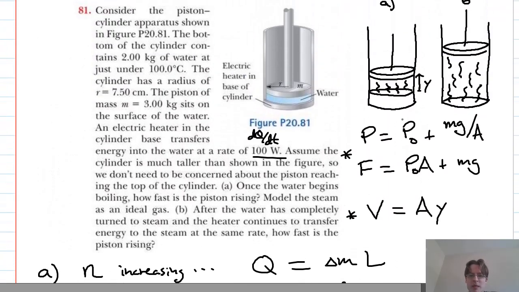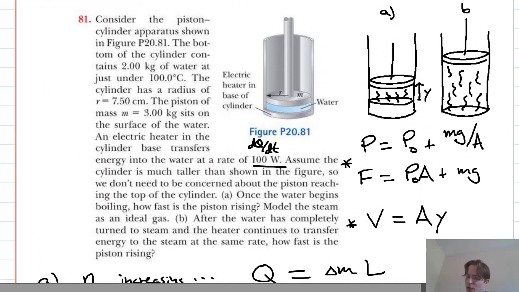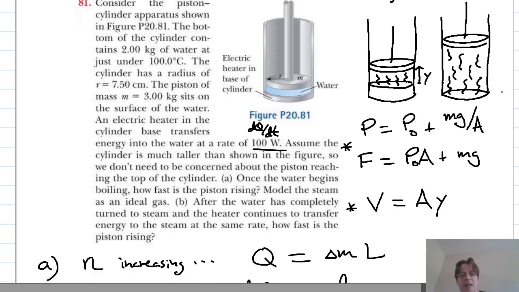Now what about part B? In part B, it's very similar, except all the water has now been boiled away, and now the heat, the 100 watts of heat, are going directly into the steam, and now the steam's actually warming up. So in part B, it's not that the number of moles are changing, it's the temperature of the gas which is changing.